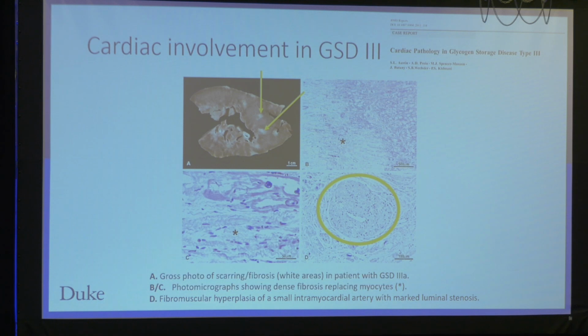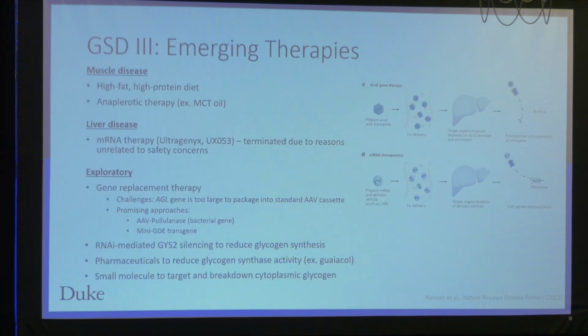So there are emerging therapies for sure. We've definitely made a lot of progress. There is the mRNA therapy approach from Ultragenyx, but that was only going to target the liver, and that has been halted, unrelated to safety concerns, but that would have addressed the liver aspects of GSD3.